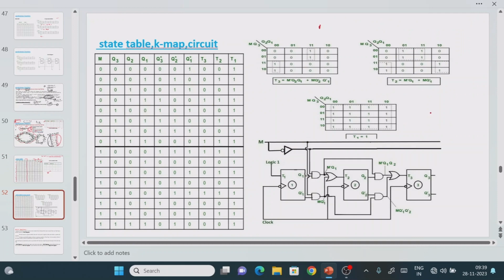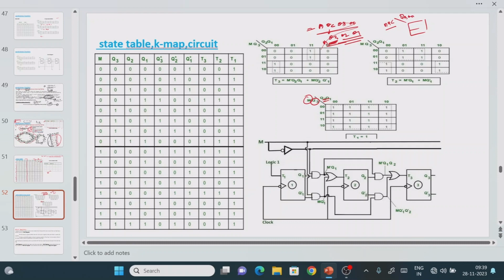See, in inputs what we have? M, QC, QB, QA, right? 4 input variables. Here they have taken Q3, Q2, Q1 instead of QC. Like this also you can consider, right? If you consider it like this, the first value should be M, second value Q3, next Q2, Q1. But if you consider it the other way, how to represent it in the K-map: first value should be M, next QC, after that QB, QA, right?